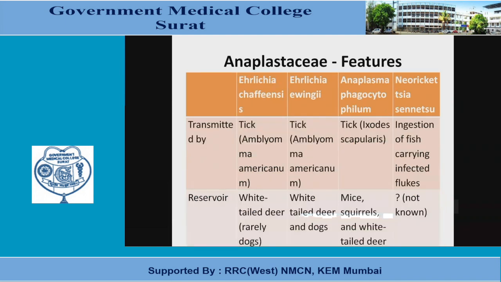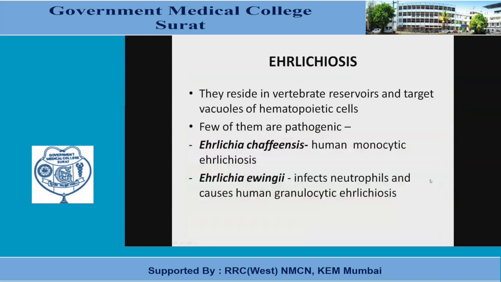These are transmitted generally by ticks. Only Neorickettsia is transmitted by ingestion of fish carrying the infected flukes. Reservoirs are white-tailed deer, squirrel, mice, and not known in case of Neorickettsia. So Ehrlichia resides in vertebrate reservoirs and targets vacuoles of hematopoietic cells. They are pathogenic, like Ehrlichia chaffeensis and Ehrlichia ewingii. Ehrlichia chaffeensis causes human monocytic ehrlichiosis, that is HME. Ewingii is responsible for human granulocytic ehrlichiosis, that is HGE.